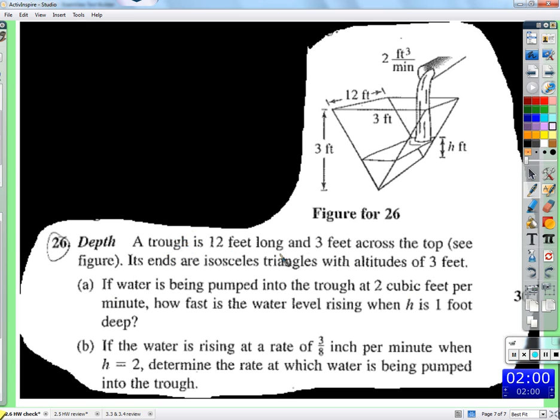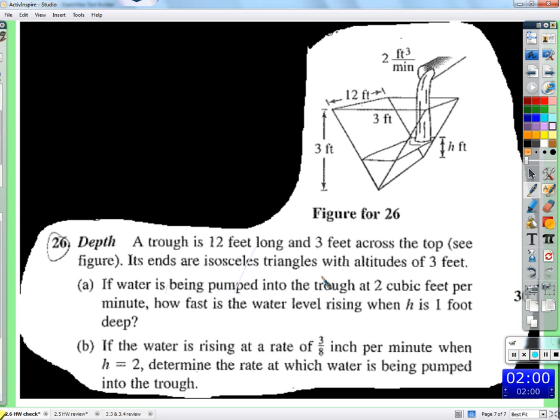So the trough is, just the dimensions of the trough that are given in the diagram. Ends are isosceles triangles with altitudes of 3 feet. Altitudes are from here to there, it shows you right there, 3 feet. Okay. So just laying out all of the stuff that's given here. So the water is being pumped into a trough at 2 cubic feet per minute.